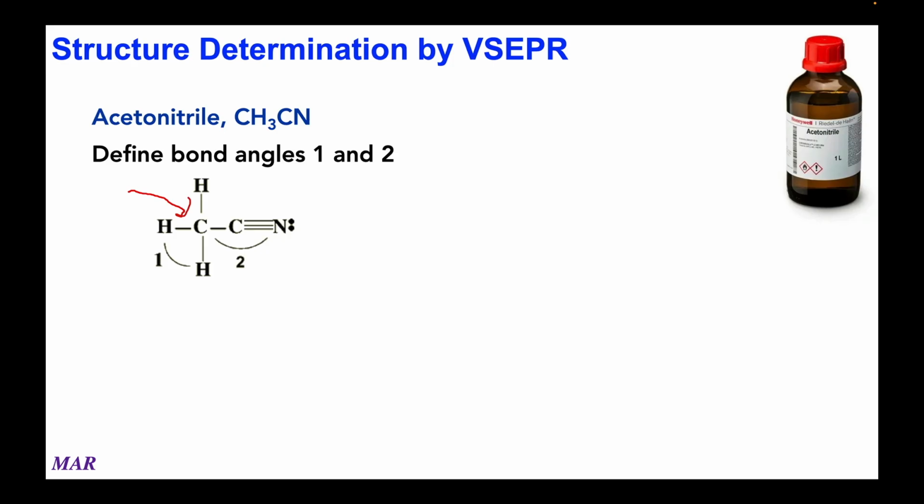But the carbon in angle 2 is kind of cool to talk about because it has a triple bond on one side and a single bond on the other.